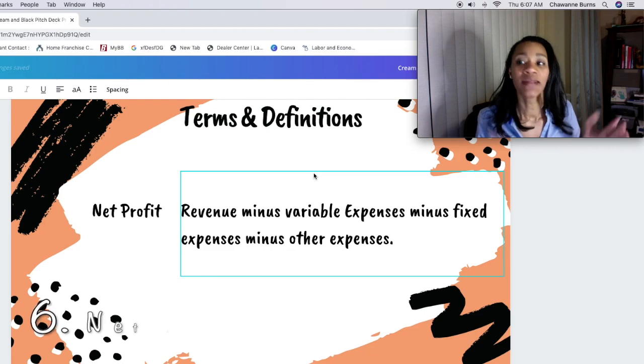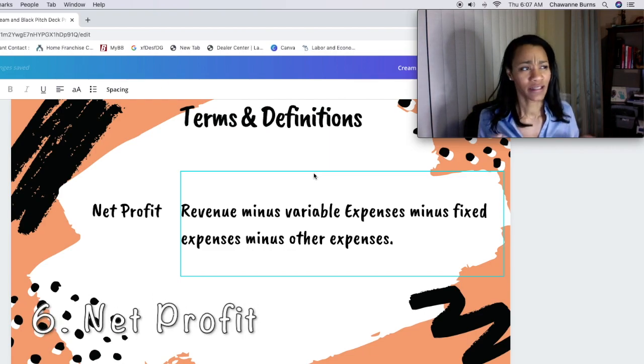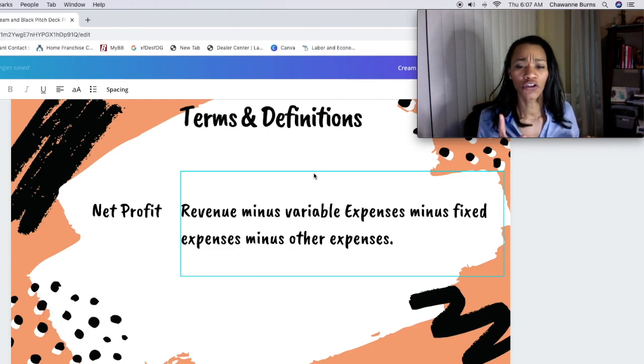Net profit. Now, this is my favorite term. They say if you're really profitable, your net profit should be 15 to 20%.